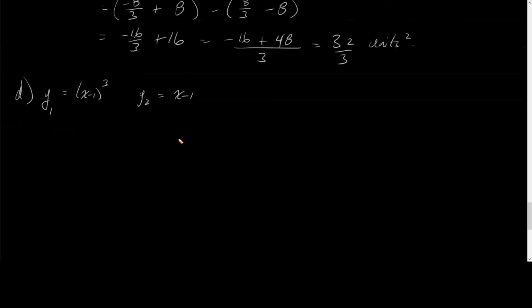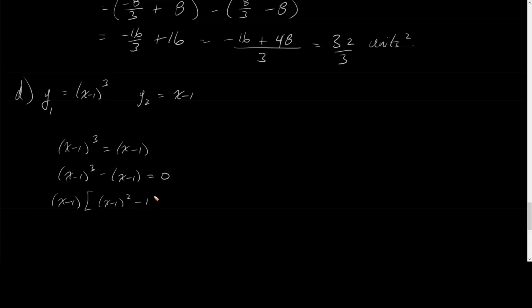And to do that, well, we've got to figure out where they intersect. So let's see. Set them equal to each other first. So I have (x minus 1) cubed is equal to x minus 1. Move this to the other side. (x minus 1) cubed minus (x minus 1) equals 0. I see they both have an x minus 1. Factor that out. (x minus 1) times ((x minus 1) squared minus 1) equals 0. Expand this. (x minus 1) times, well, if I expand that, what do I get? I get x squared minus 2x plus 1, and then we have this minus 1.